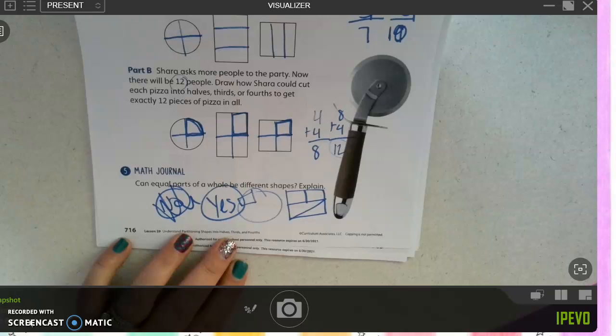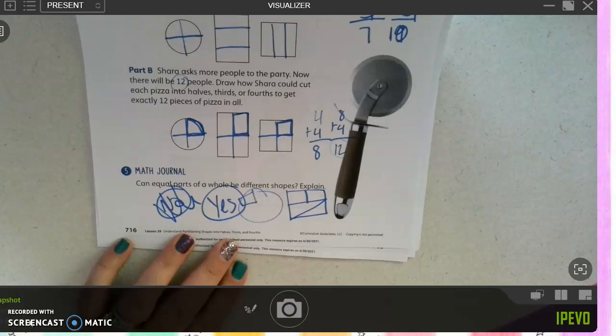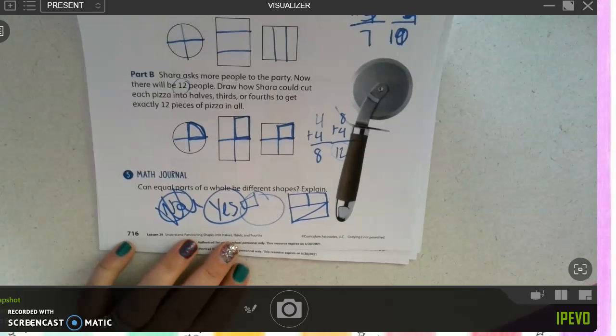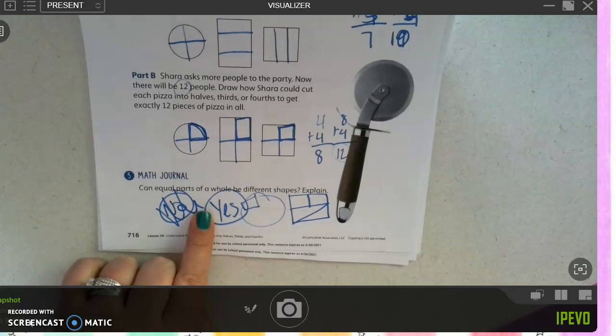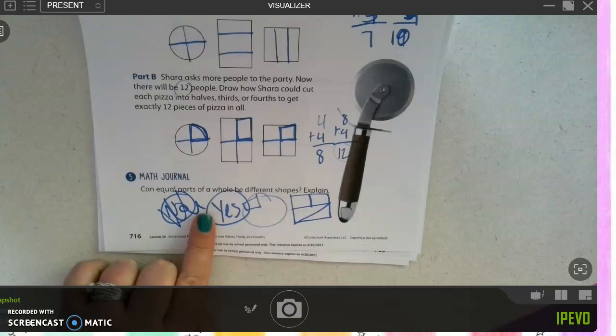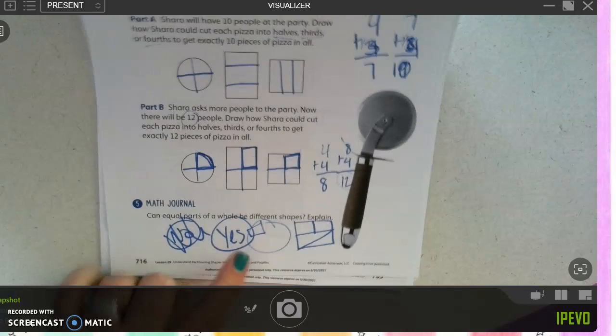What is that equal parts? Lord have mercy, I have no idea. Can equal parts of a whole be the same shape? I don't know. What do you think? You tell me what you think, and I'll figure out the answer, and I'll tell you the right answer. But I want to know what you think first before I tell you the right answer.